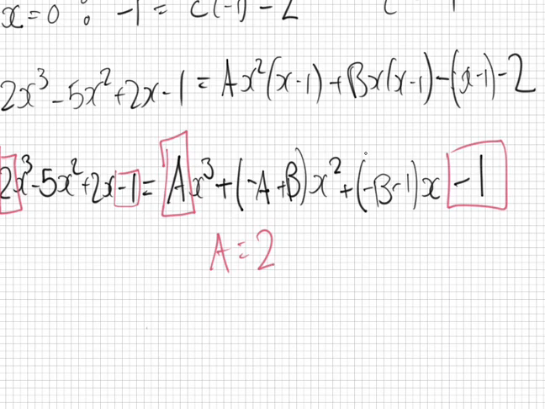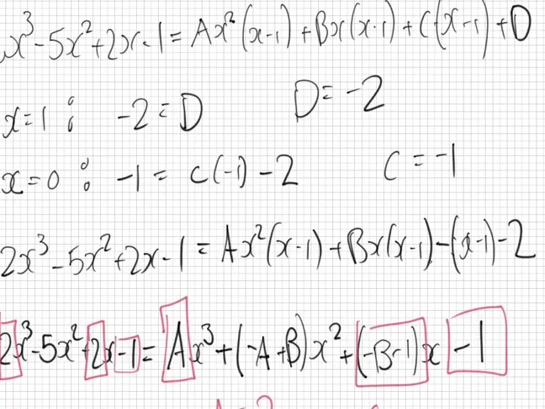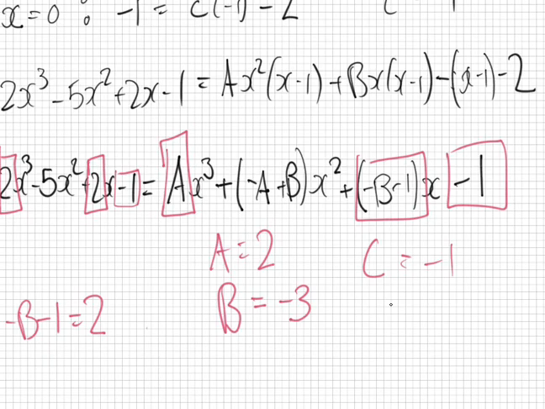And then the B, I can get from this one. You know that minus B minus 1 should equal, sorry, what was that, 2? So you get B equals minus 3. By comparing the left and the right, we now have the A and the B. The C was equal to minus 1, and the D was equal to minus 2. So they're the 4 values.